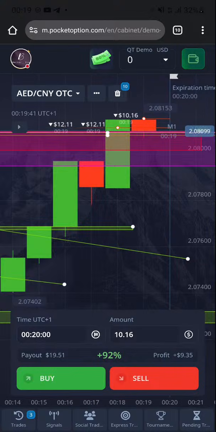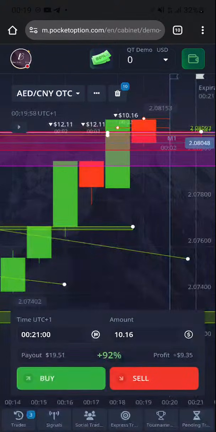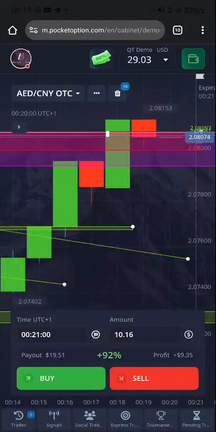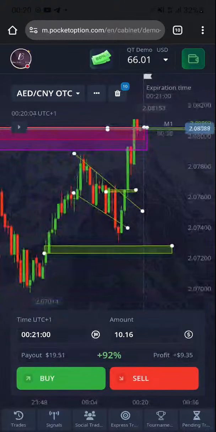We have 20 seconds left. I will explain the whole reason why I was so confident to take this trade. If it doesn't work out, it's still a good trade. It doesn't mean it's a bad trade. It simply means it doesn't work out. But let's wait and see. We have 30 seconds left. All right, that's good. Now let me explain this trade quickly.